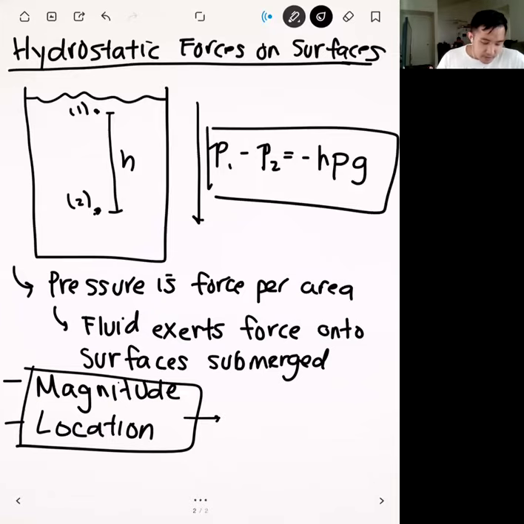And computing these things can be tricky because pressure is not constant as we go down in the fluid. So remember, as we go down in the fluid, pressure is going to increase. So as you go deeper, the pressure and the forces are going to increase.